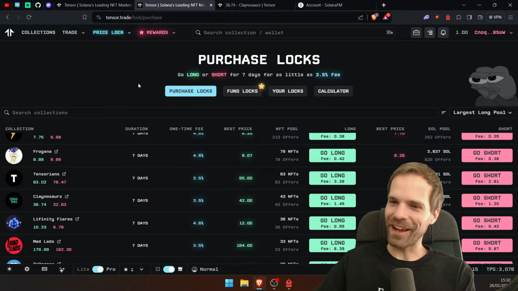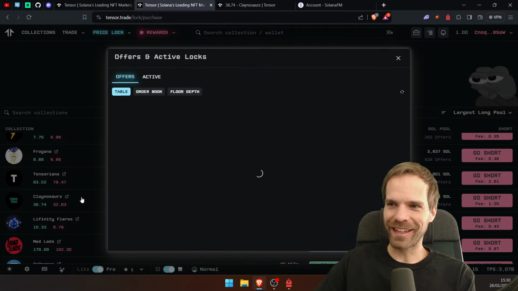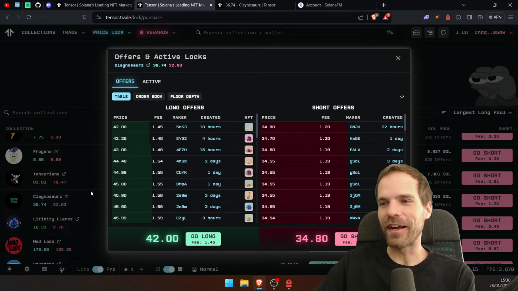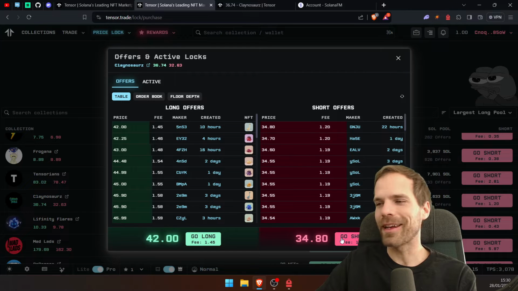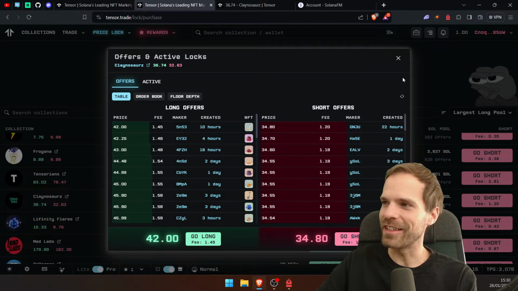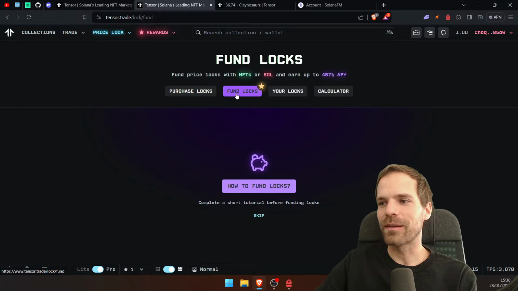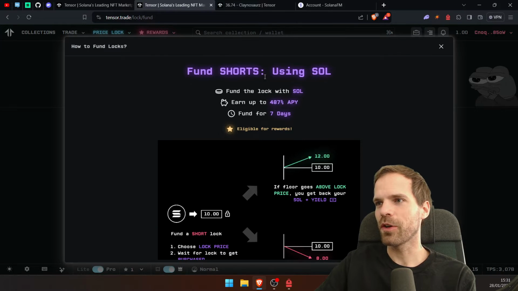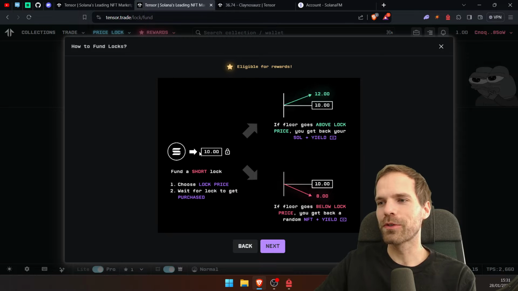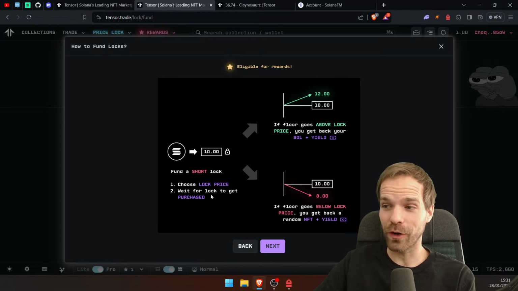So now that we have a wallet connected with actual Klenos in there, I can finally walk you through this better. I could go short, but I don't want to sell my NFTs. However, let's fund some locks. Actually, there's another tutorial, Earn up to. So funding shorts: we put SOL into a lock, we choose the lock price, and then we wait for the lock to get purchased.